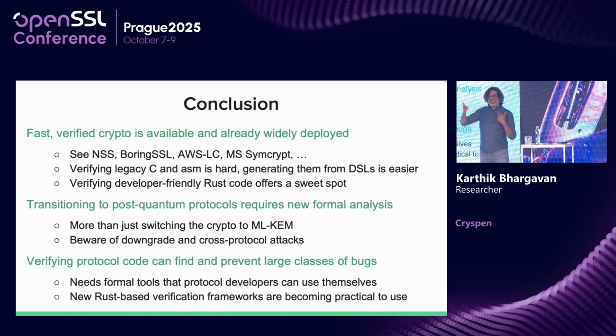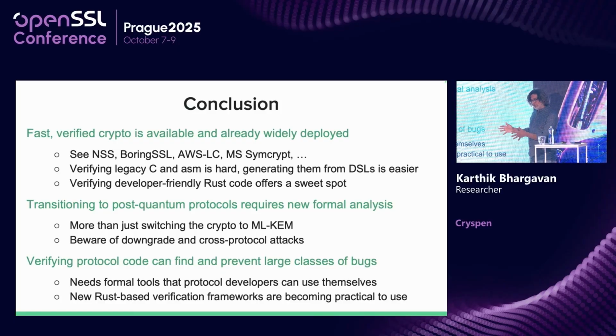Rust, we believe, offers a nice sweet spot where you have both high-speed, fairly low-level, C-like code, but at the same time it's actually verifiable, much more than C is.